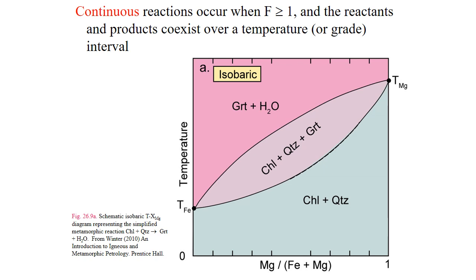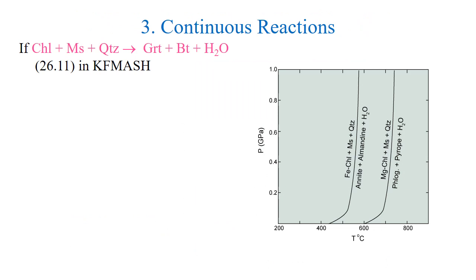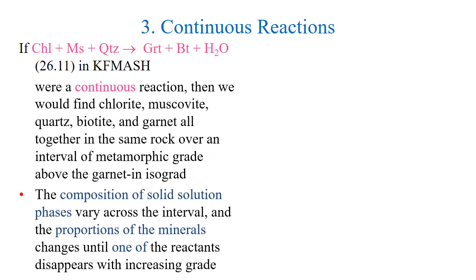Continuous reactions occur when F is greater than 1, and the reactants and the products coexist over a temperature or grade interval. So, if the reaction is continuous, the mineral phases found together in the rock, in this case chlorite, muscovite, quartz, garnet, and biotite, will be present over a range in grade above the garnet-in isograd, and compositions of one or more of the phases will vary across the interval, with the proportion of solid solution end members changing until one of the reactants disappears with increasing grade.